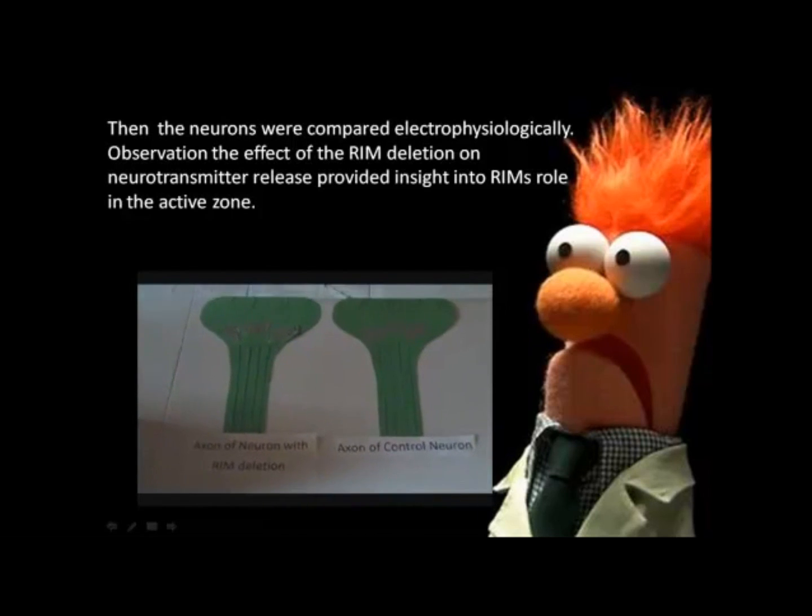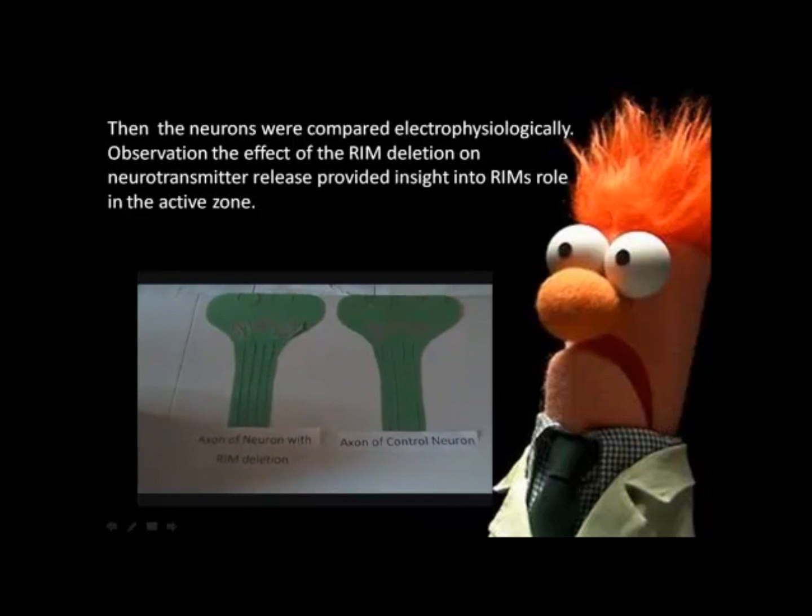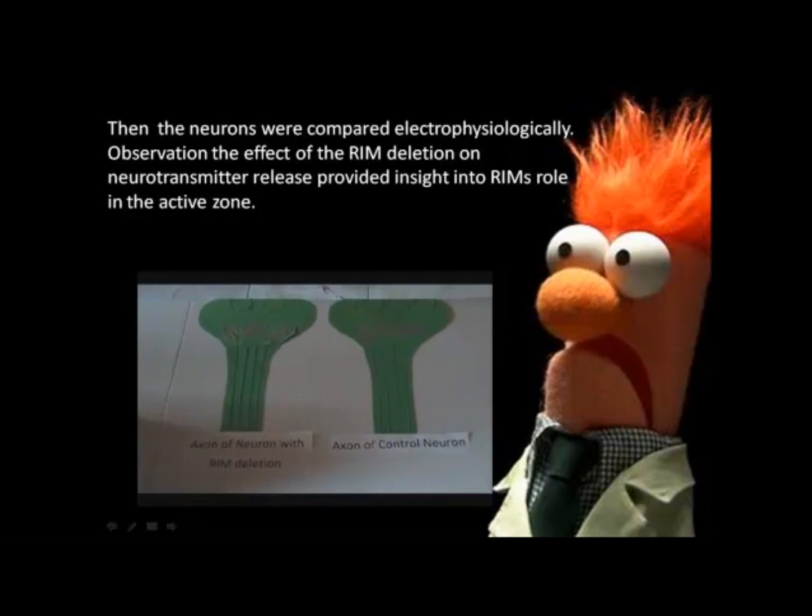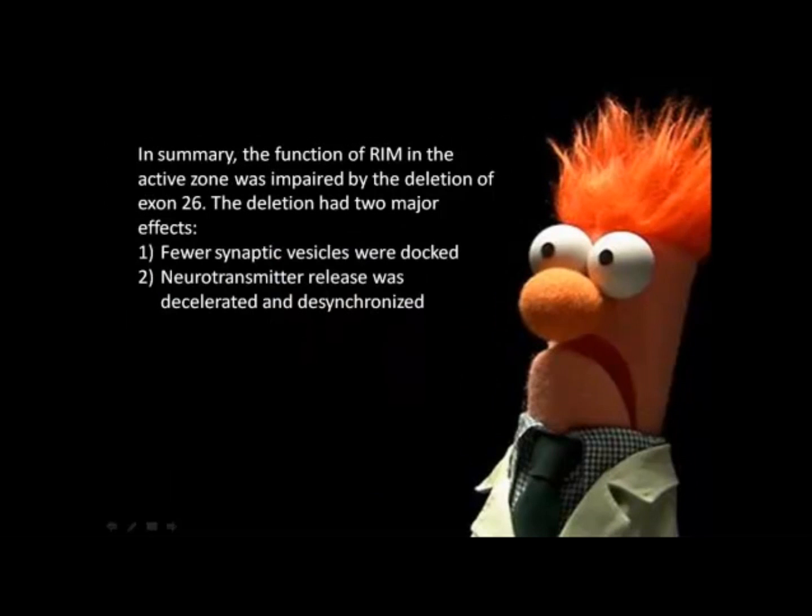As you can see, fast and synchronous signal transduction requires the presence of RIM, meaning RIM has another role besides vesicle docking. Based on this data and the evidence that RIMs directly bind calcium channels, it was hypothesized that RIM proteins bind and tether calcium channels to the active zone in order to increase the efficiency, speed, and synchrony of neurotransmitter release. In summary, the function of RIM in the active zone was impaired by the deletion of exon 26.